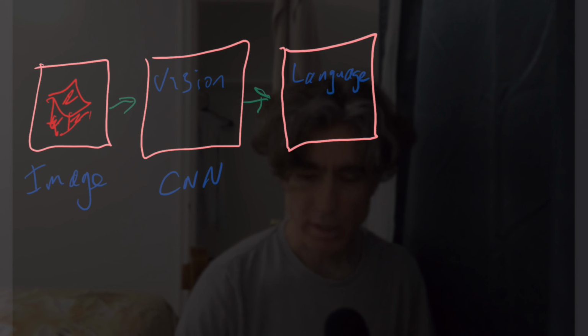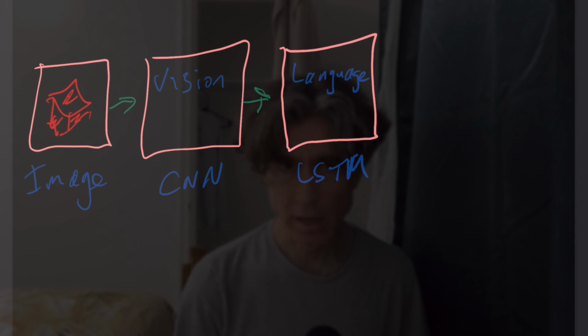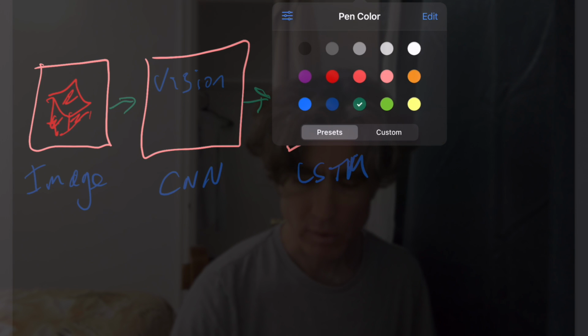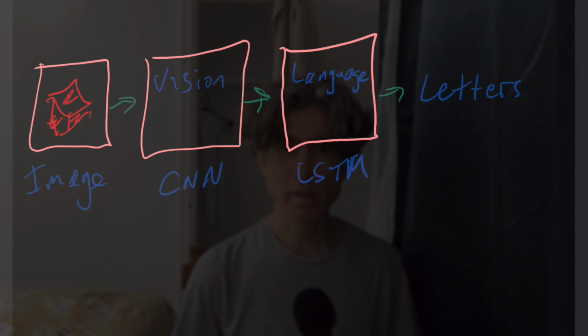And as we say, this is an LSTM. So again, this is a standard block in machine learning. If you pick up any machine learning library like TensorFlow or PyTorch, it contains an LSTM and it contains CNN modules. And then the output of this language layer is going to be some language, some letters, however we want to think about this. So some tokens, some letters, some language.